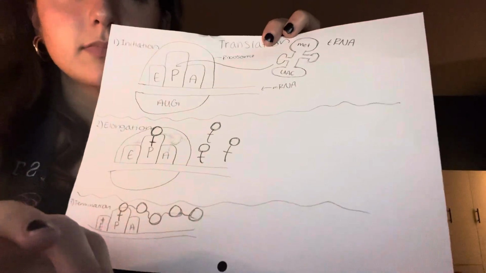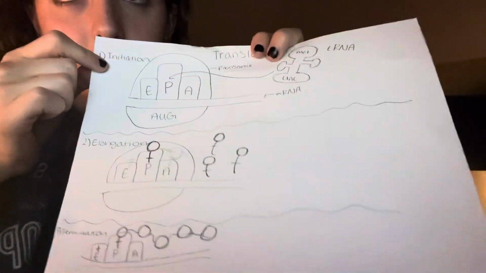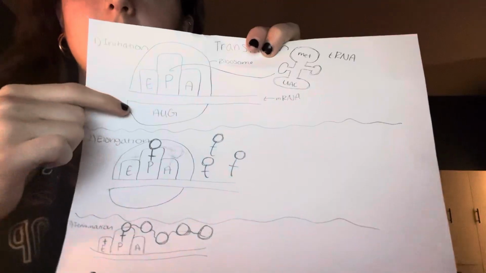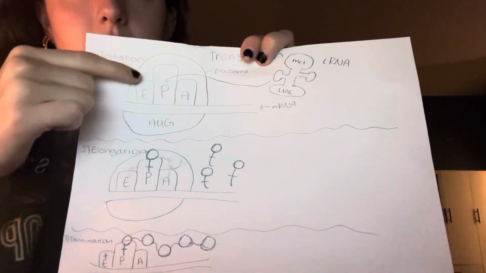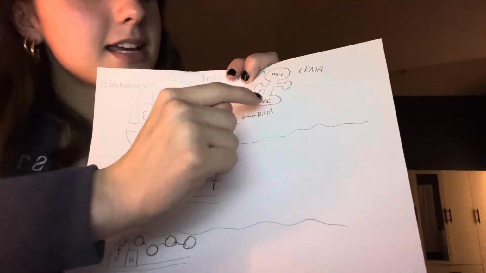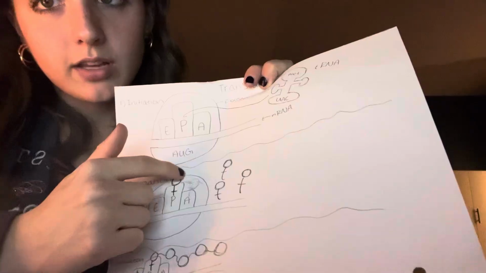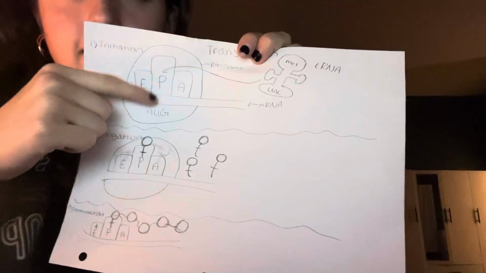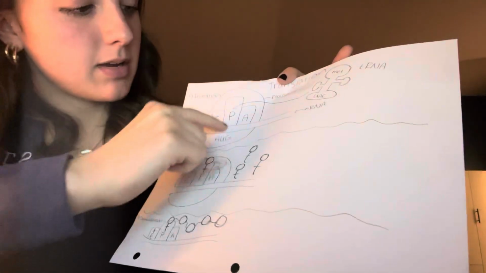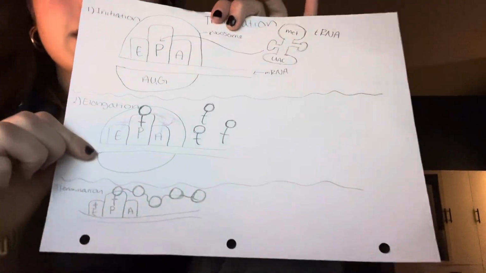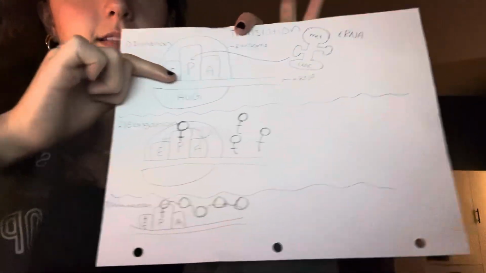The first step in translation is initiation. In the cytosol, the small ribosomal subunit binds to the mRNA and scans to the start codon, AUG. Then a charged tRNA with anticodon UAC, which would match the AUG, joins into the P site. So this is going to come in and sit in the P site. And then the second step would be elongation, which is just going to be the repetition of this first process.